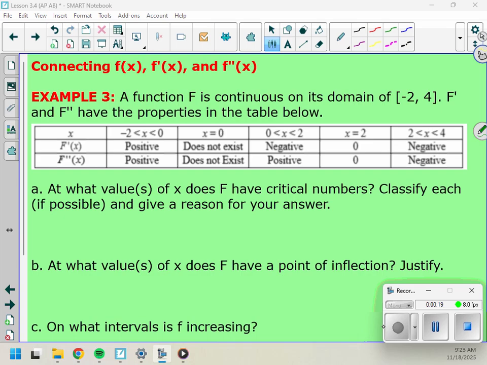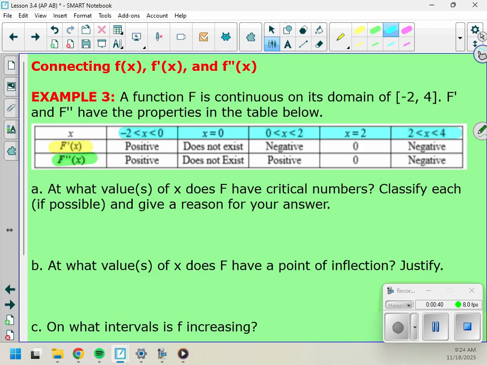So just make sure you're paying attention that this line is your f prime line, and this is your f double prime line. And we have some intervals that are given to us. So we've got all of these intervals across the top here, and we need to figure out some questions based off of the information from the table. So at what values of x does f have critical numbers?